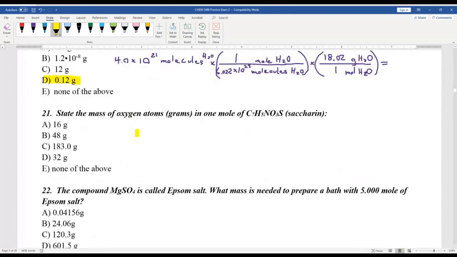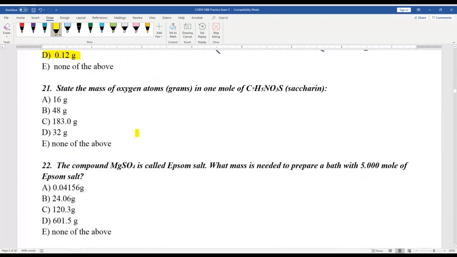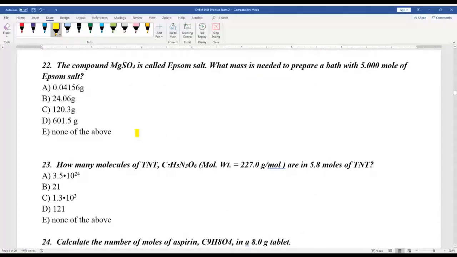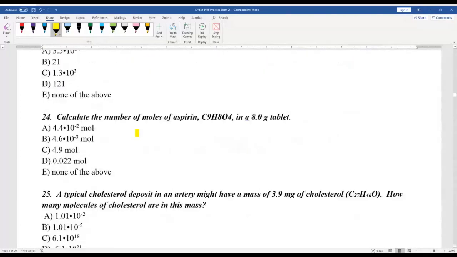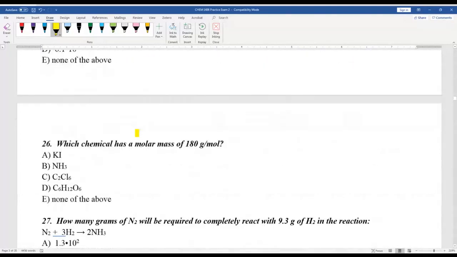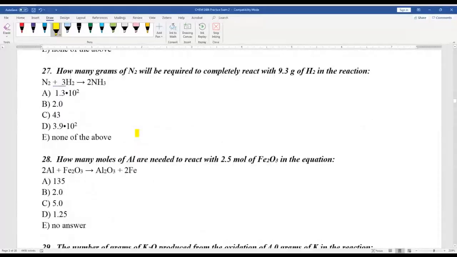Now, let's see. We already did 23. What do you think? Should we? How about something like this? What do you think? One where we actually have to do conversions, a little stoichiometry. Should we jump into 27 maybe?